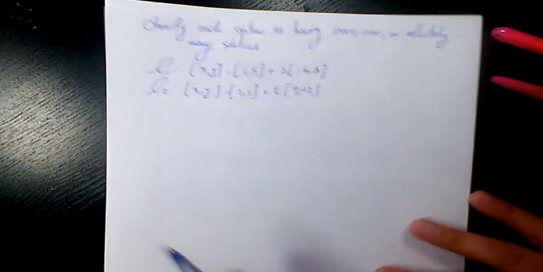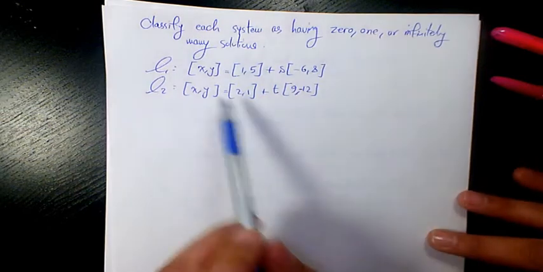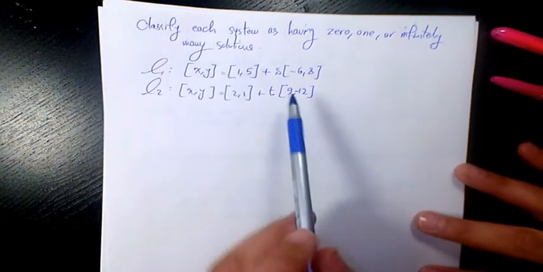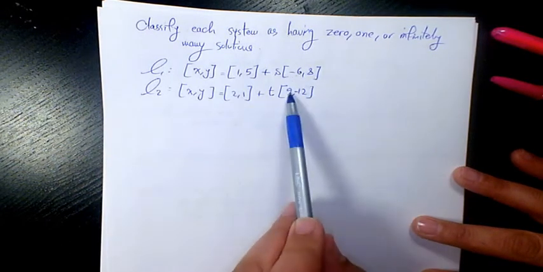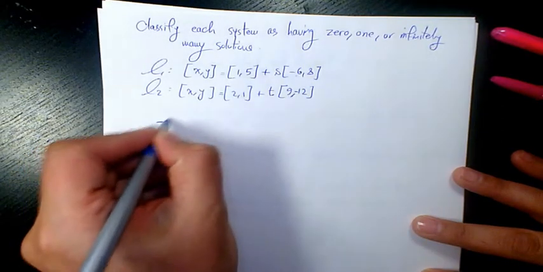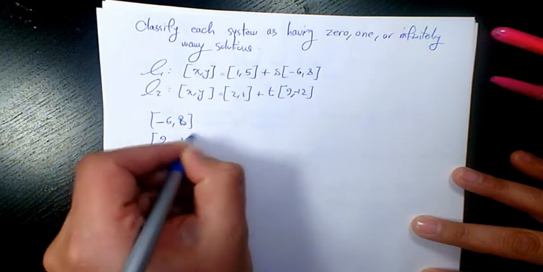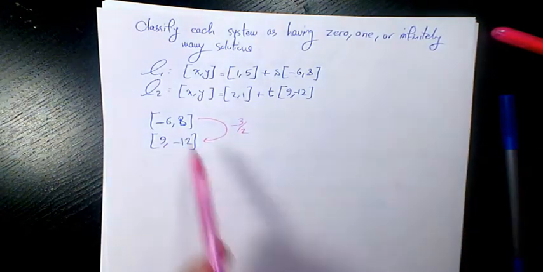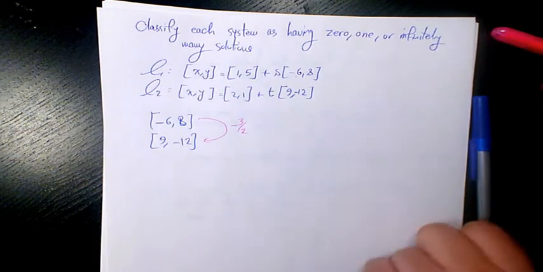It says classify each system as having 0, 1 or infinitely many solutions. So we have two different lines, both in terms of vector equation. Let's see how to deal with this one. First of all, here we have the direction negative 6, 8, and here we have 9 and negative 12. When you multiply the first one by negative 3 over 2, or negative 1.5, we get exactly the same thing. So we have the same direction or same slope.